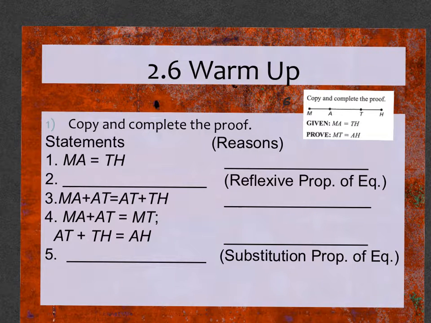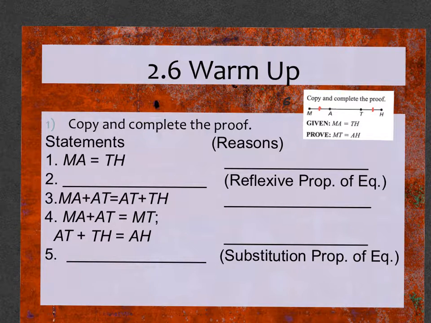All right, so 2, 6. Again, I said it yesterday, but we're kind of baby stepping our way into proofs. So this one gave you the diagram. Well, it didn't, but I added it on. MATH is the segment that's labeled there. And then it said that you're given MA equals TH. So if you want to label on your diagram, which I would recommend, MA is congruent to TH. And then you want to prove that MT is congruent to AH.